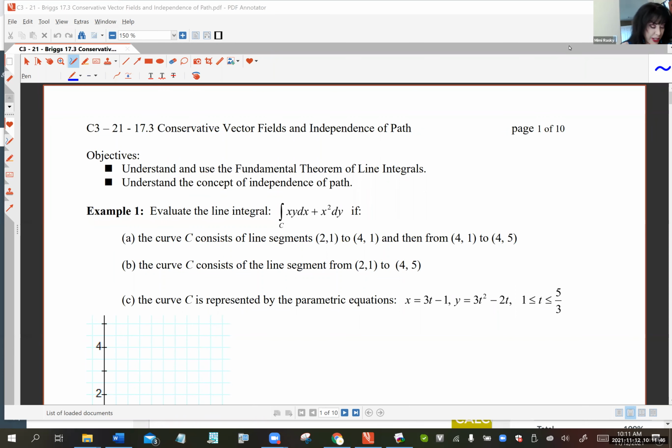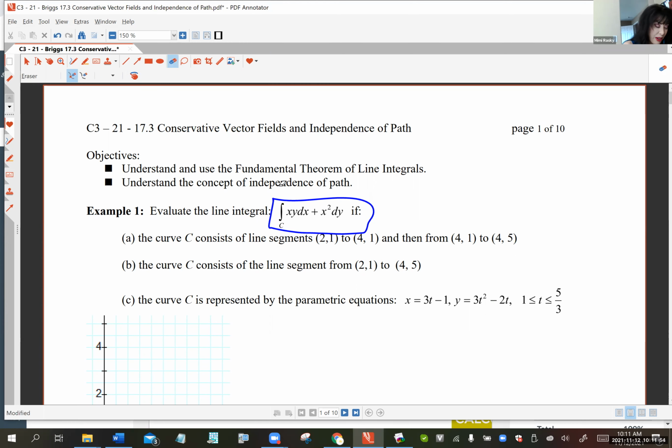Okay, first up, we're going to do this line integral right here in example 1, and we're going to do it 3 separate times. What? Yeah, we're going to do that line integral 3 different times for 3 different curves. Wow, what is the point of all this? This seems like a lot of work.